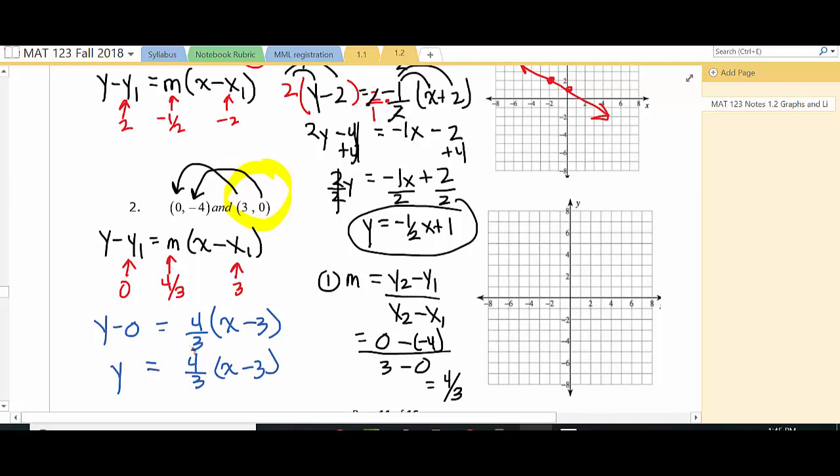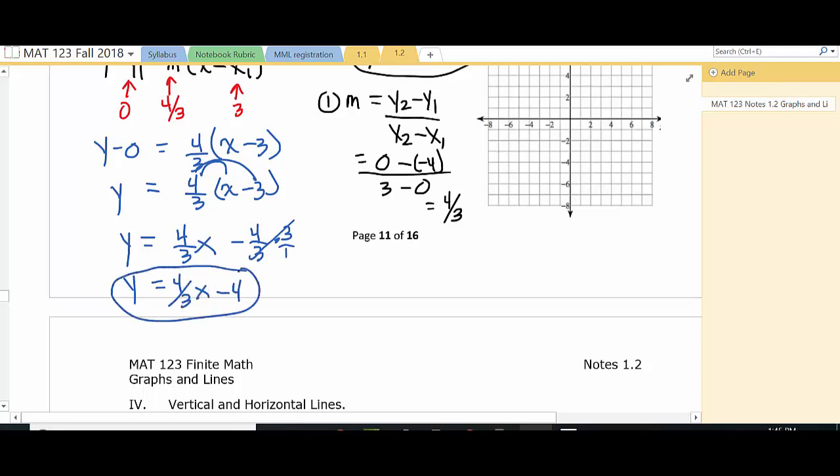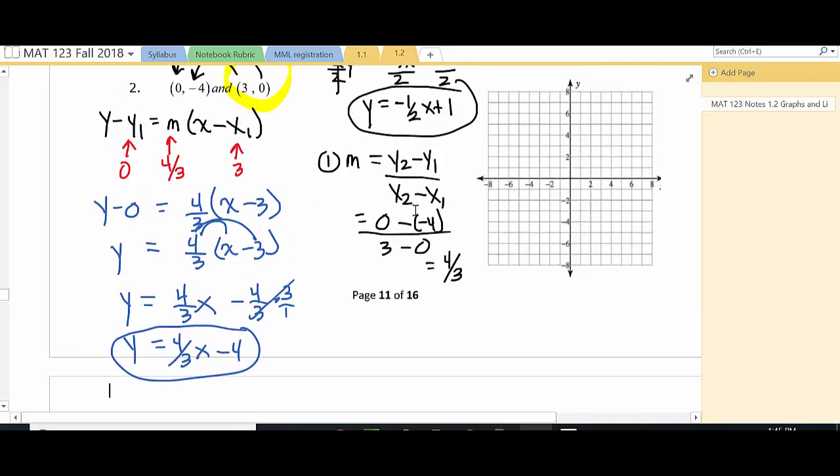All right, so you could go ahead and distribute out if you wanted to. It's just as easy on this problem to just do this. Bring the y down and then distribute. So that's going to be 4/3 x, and then you're going to go 4/3 times 3 over 1, that's going to cross the 3's out, leaving you y equals 4 over 3x minus 4. That's the answer you should have got on that problem.